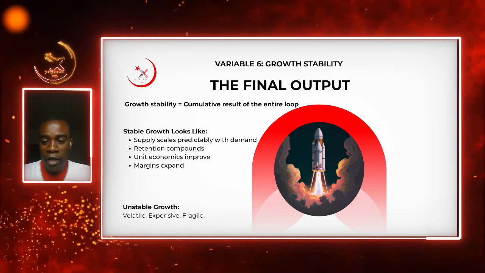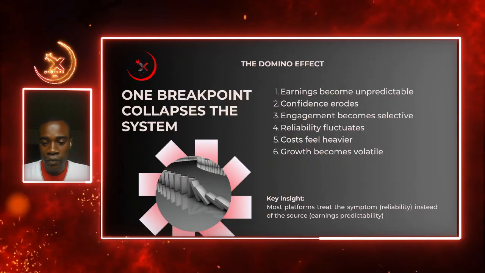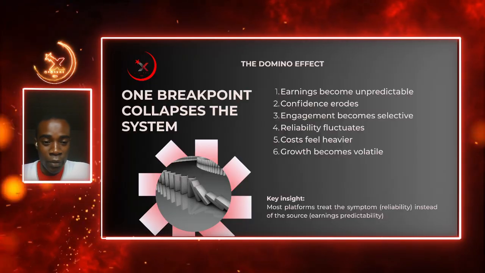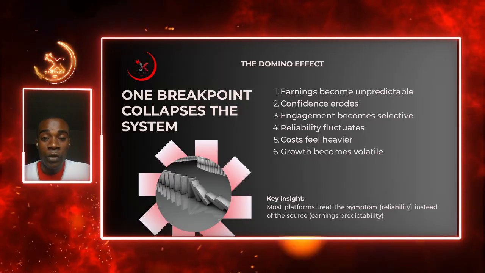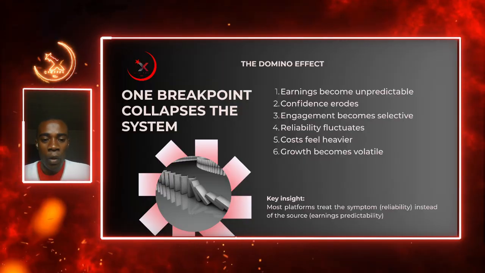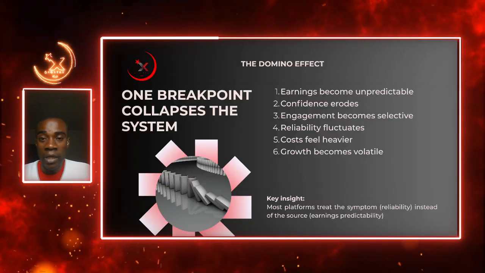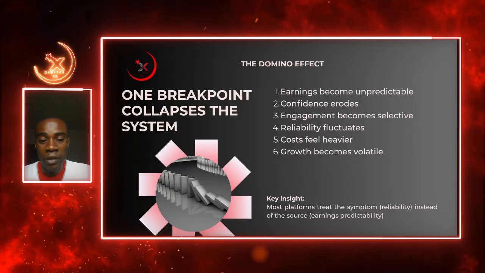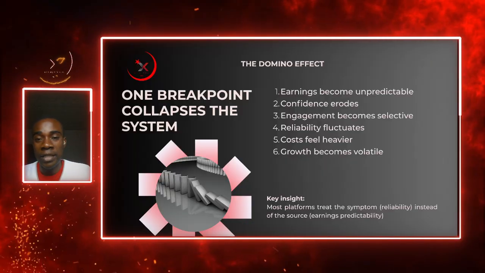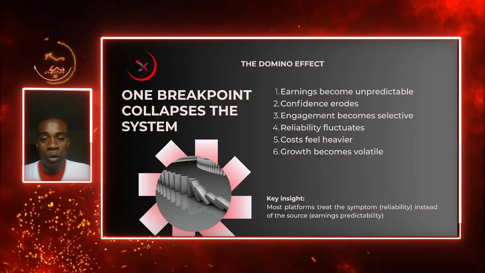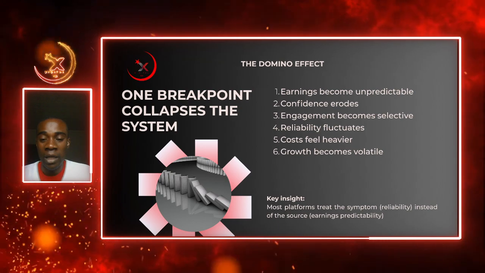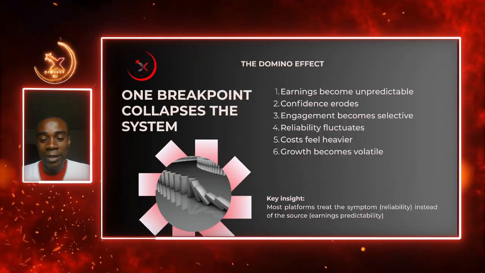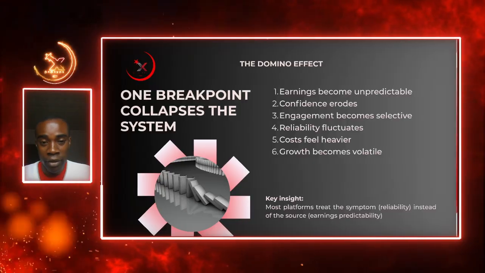Now, watch what happens when one variable breaks. When earnings become unpredictable, it triggers confidence and trust erosion, which shapes selective engagement, which manifests as reliability issues, which is accelerated by cost pressure, and which finally undermines growth stability. So in short, one breakpoint takes down the entire system. Now most platforms treat the symptom. They try to fix reliability with incentives. But if the root cause is earnings predictability, you are only masking the infection while it spreads.